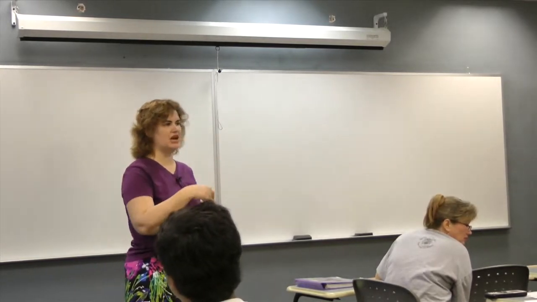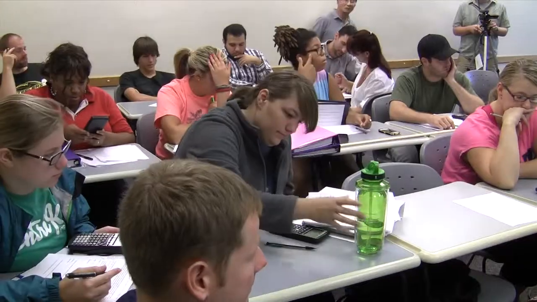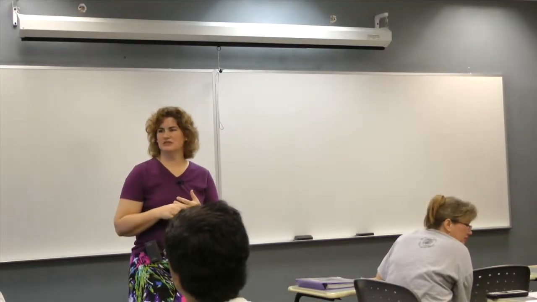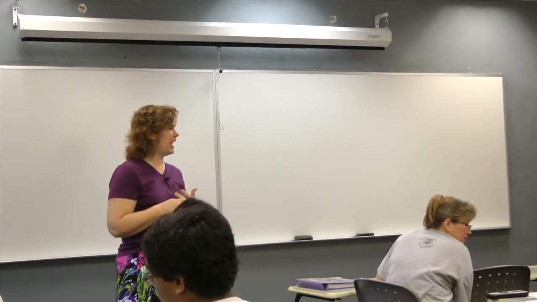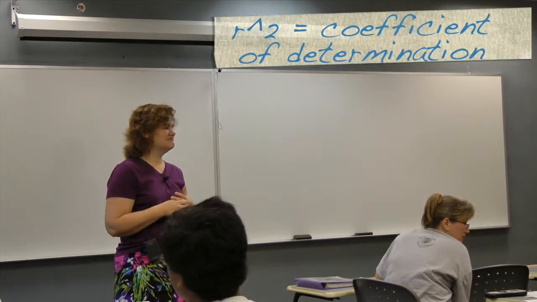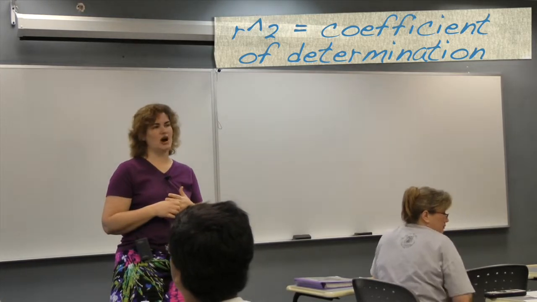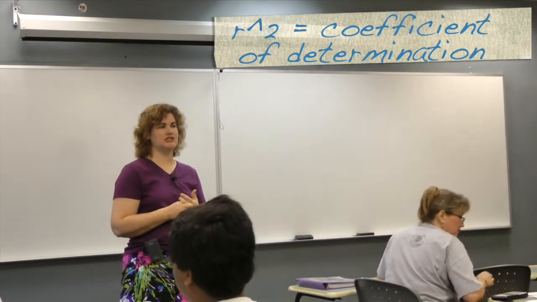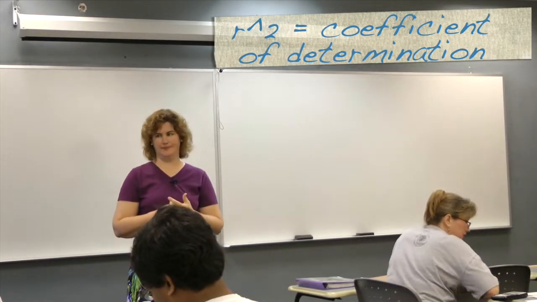0.947, maybe 0.95, yeah. Roughly. 0.960. What does that mean, R squared? Does anybody remember the vocabulary word for R squared? No, R is the correlation coefficient. R squared is the coefficient of determination.